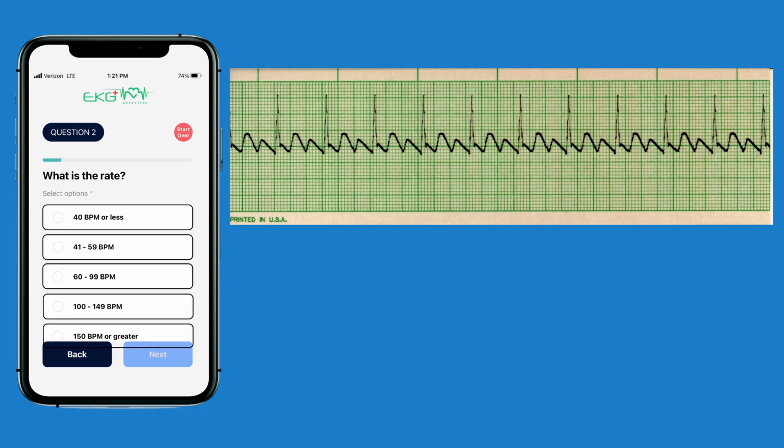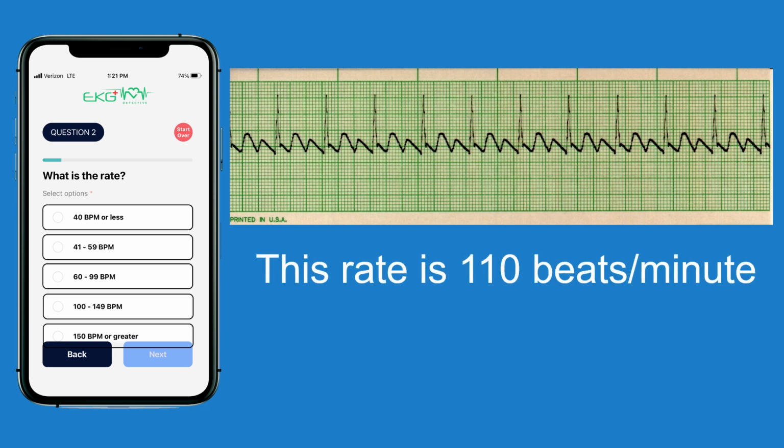The second question that the app is going to ask us is what the rate is. So looking at our example, we have about 11 QRS complexes within this strip. So our rate's running about 110 beats per minute. So we will go to the app, we will select 100 to 149 beats per minute, and then we will hit next to go to the next screen.